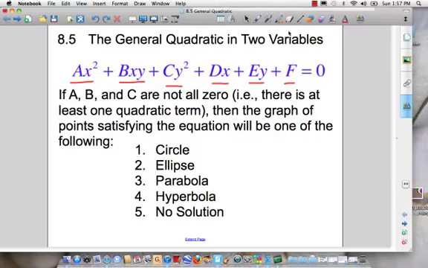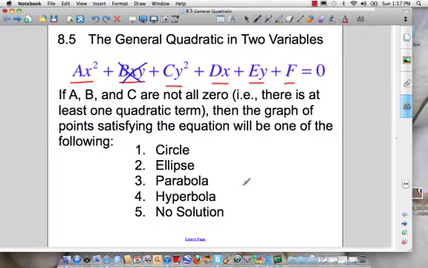Also, something we won't address in this class, none of our examples are going to have this xy term in them. That's something you'll look at in a future math course. If there is an xy term, it's going to be one of these shapes, but it might be rotated. It might not be horizontally aligned or vertically aligned. Again, that's some interesting mathematics that you'll examine in more detail in a future math course.